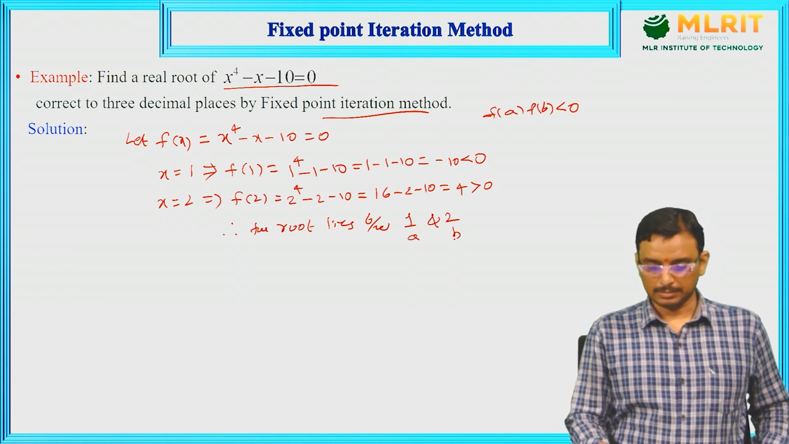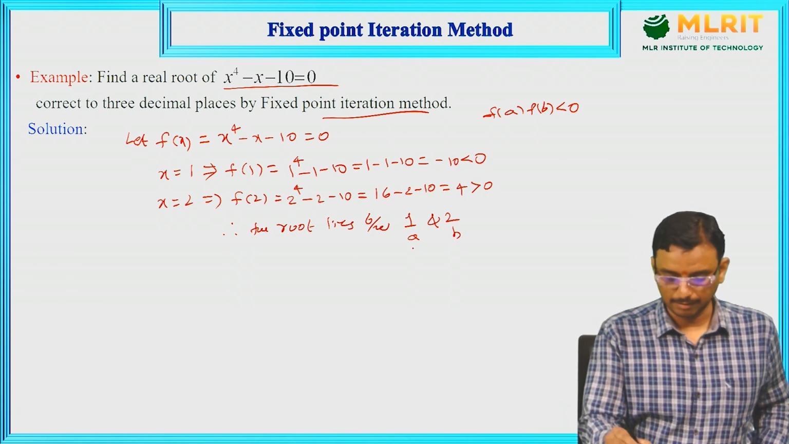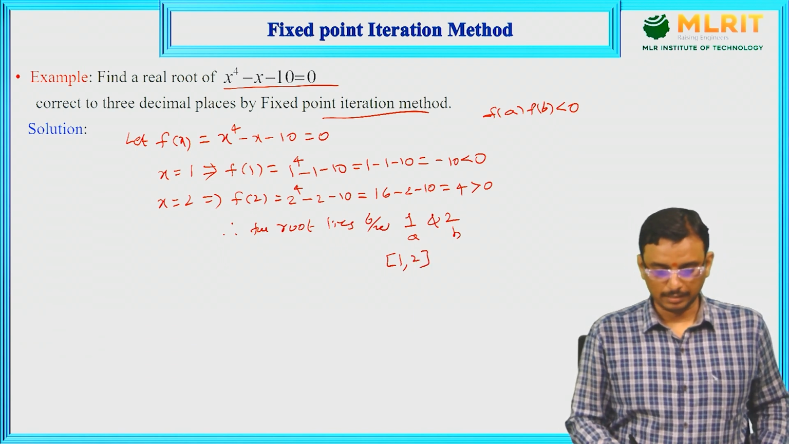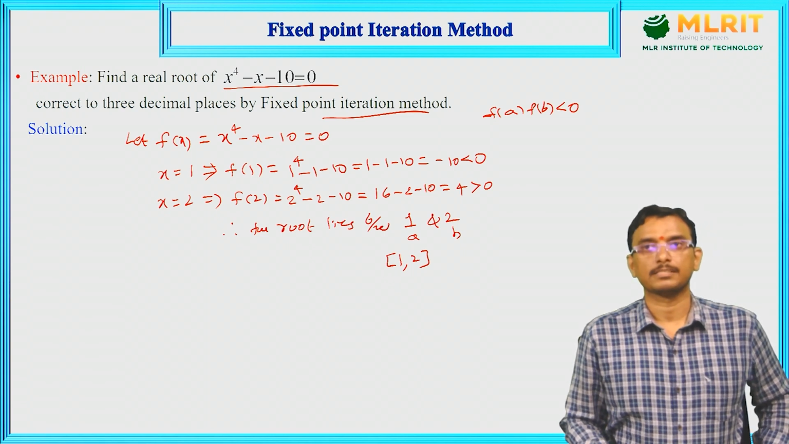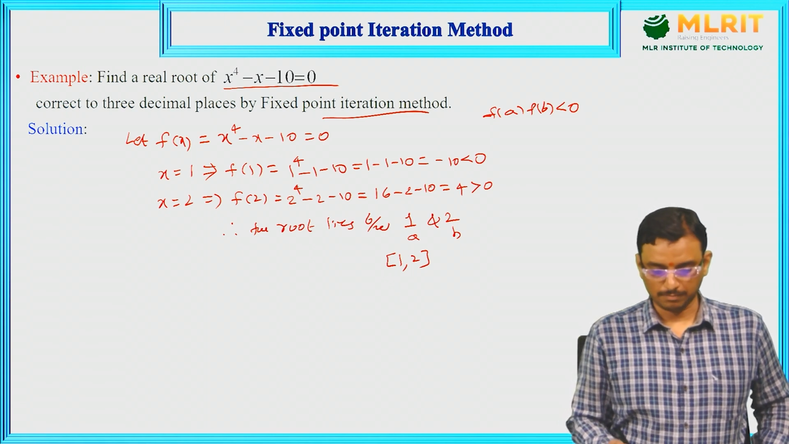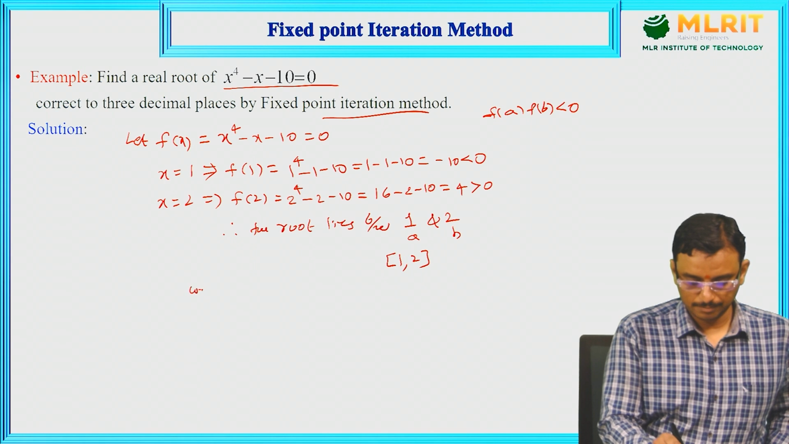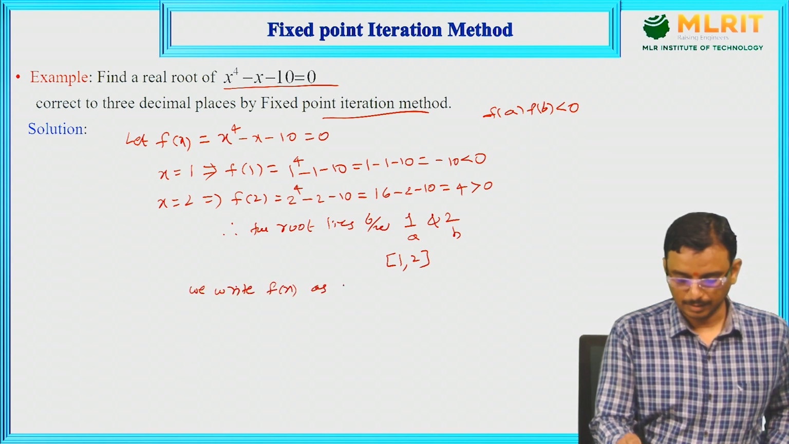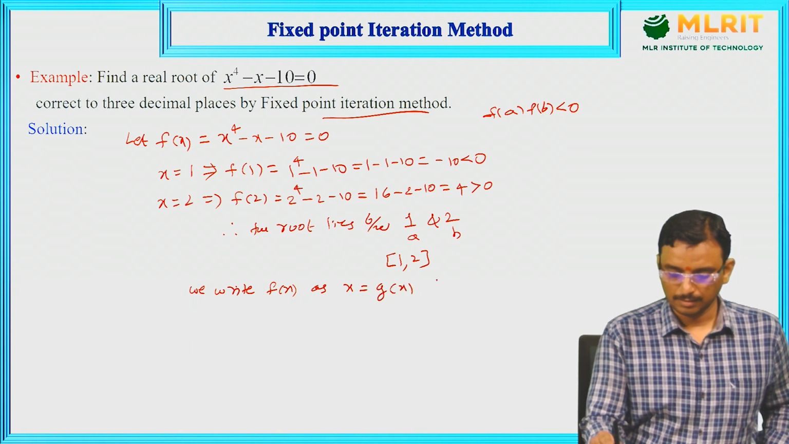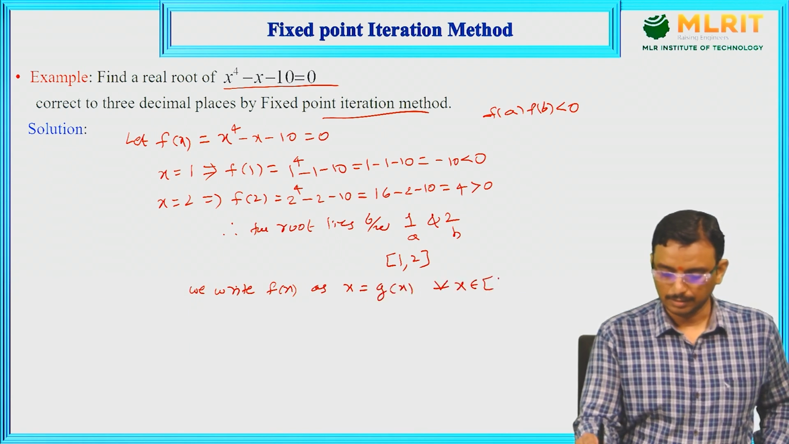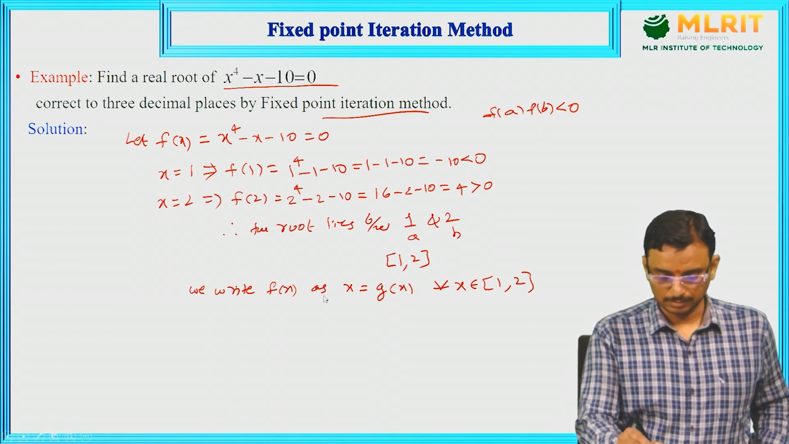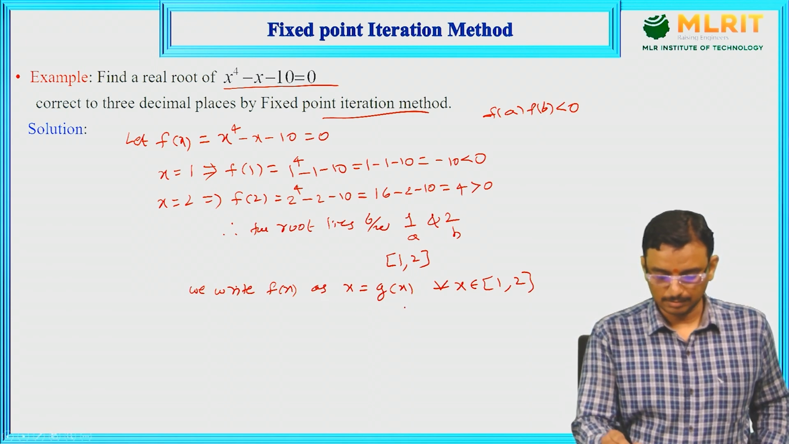So 1 comma 2 is the interval. Now we have to check the condition. We have to write the given equation f of x in the form x is equal to g of x, for every x belonging to the interval 1 comma 2. So we are writing f of x as x is equal to g of x form.